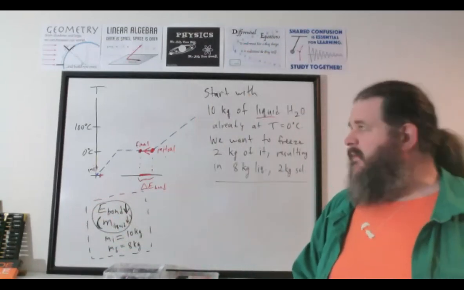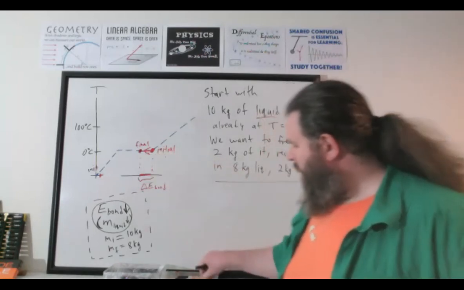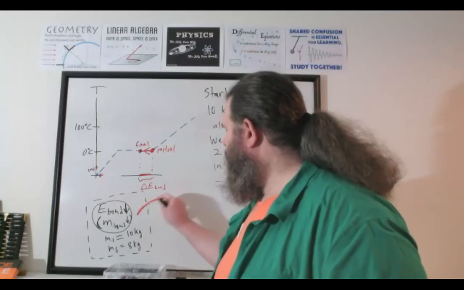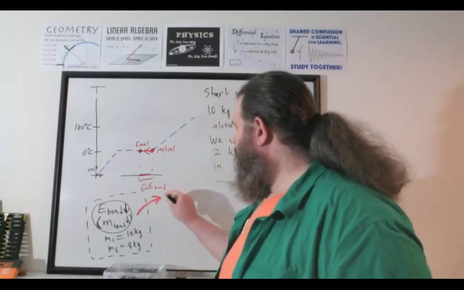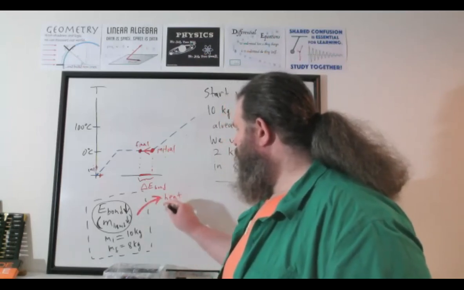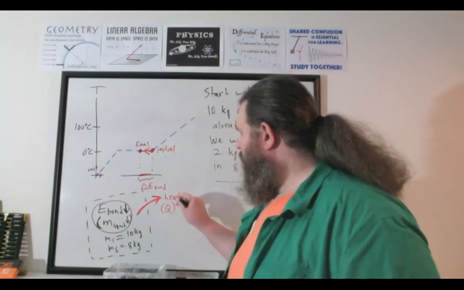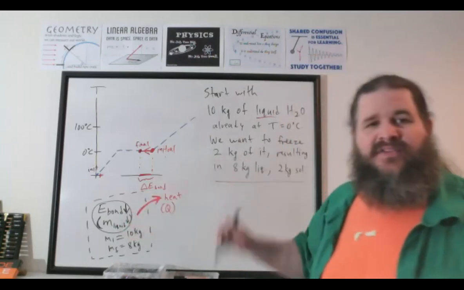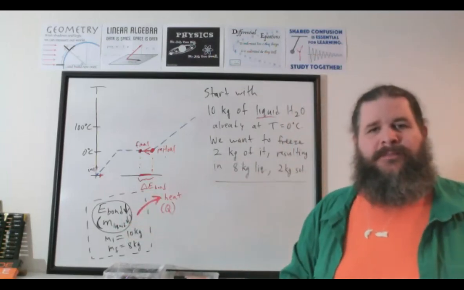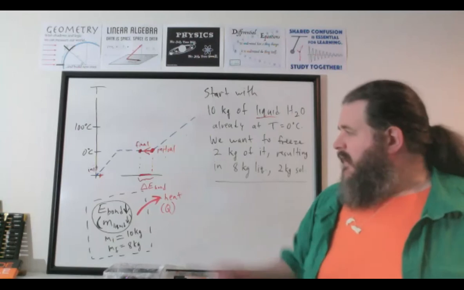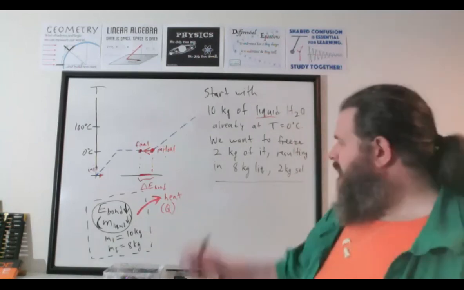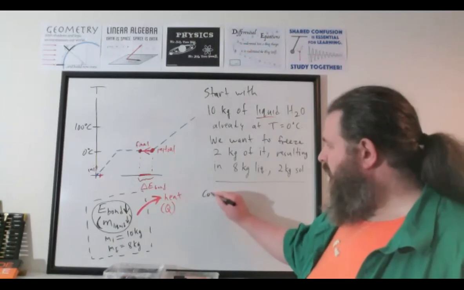Because to make this happen, you've got to remove energy from it. So typically we would draw this as an arrow leaving the system labeled heat, which we usually abbreviate as Q. Heat represents the transfer of energy. So heat is leaving the system to allow this to freeze. And now that we've got this energy interaction diagram, we can turn that into an equation. And typically the equation is going to be conservation of energy.